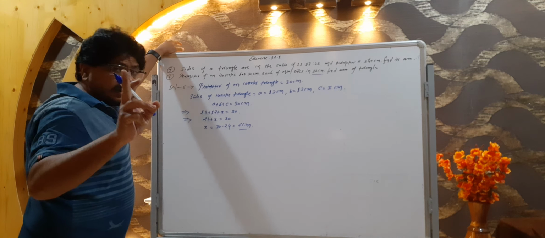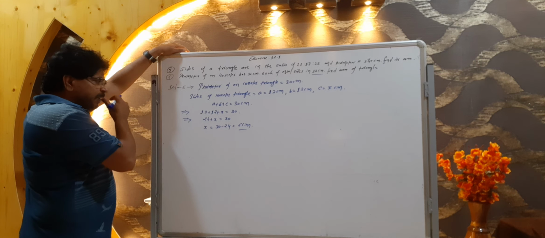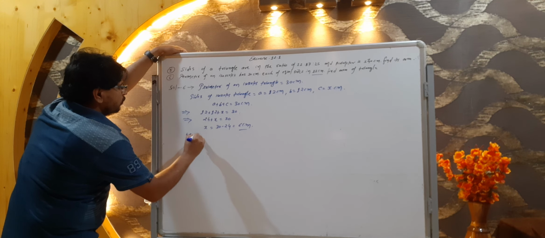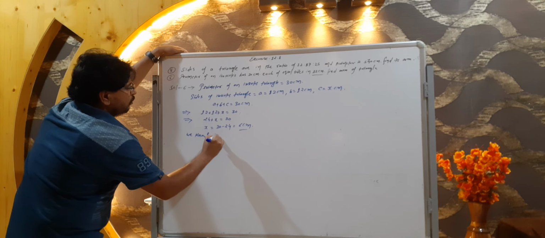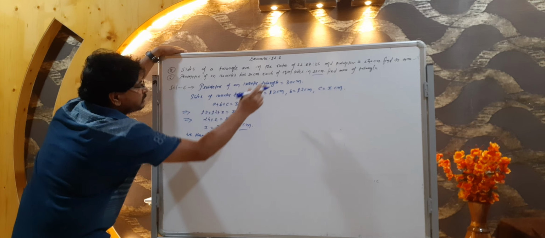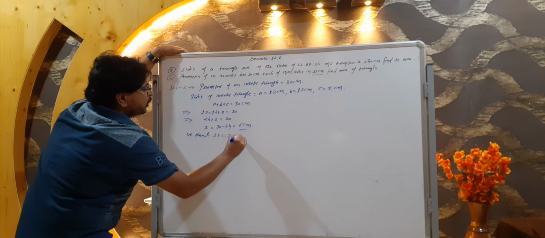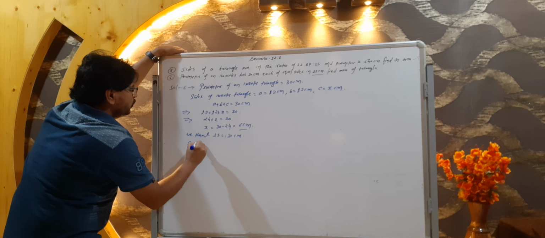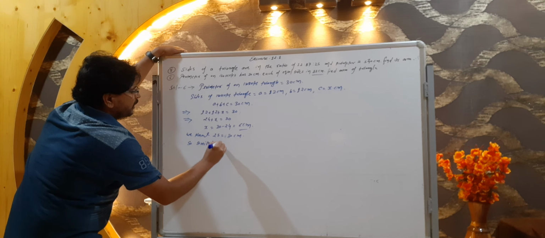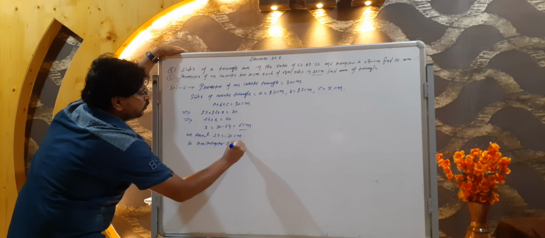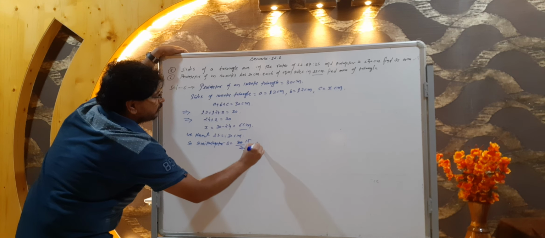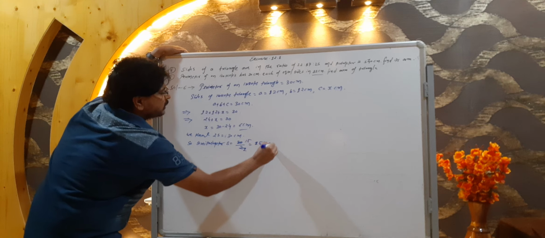Now we want S. What do we want? S. S means semi-perimeter. Okay. We know 2S is equal to, what is 2S? 30 centimeter. So the semi-perimeter S is equal to 30 by 2. 2 1s are 2 and this will divide, then 15. What we got here? 15 centimeter.